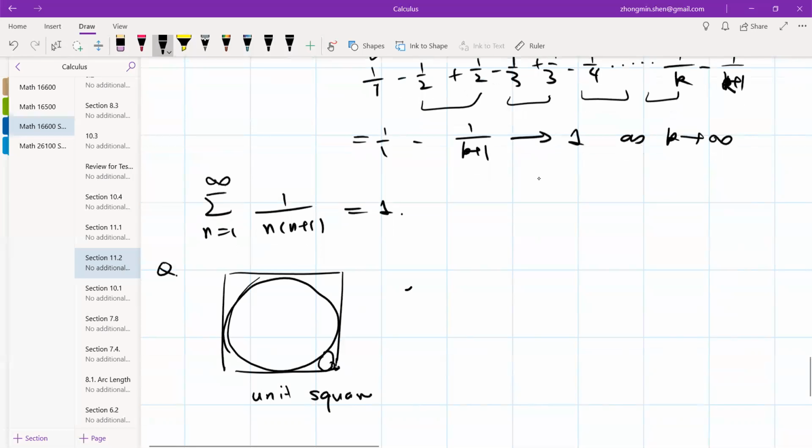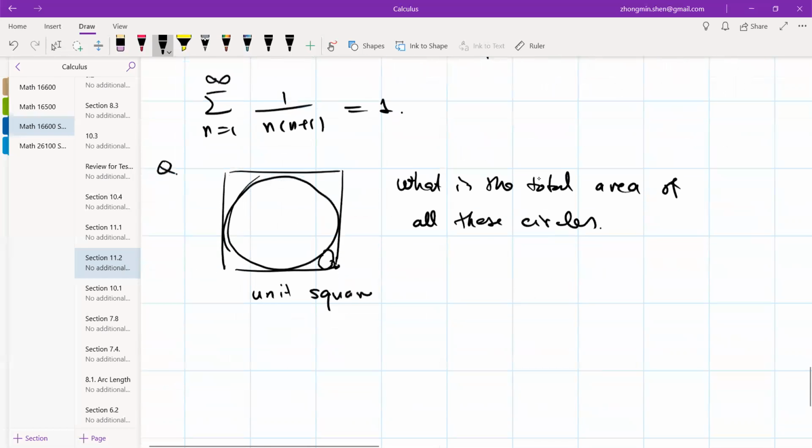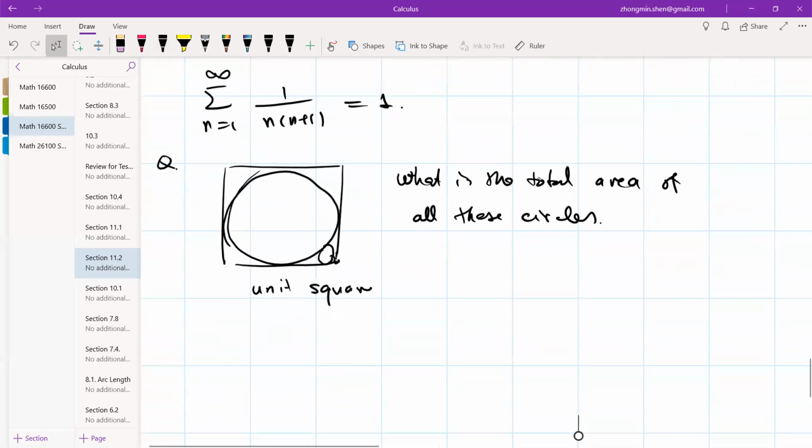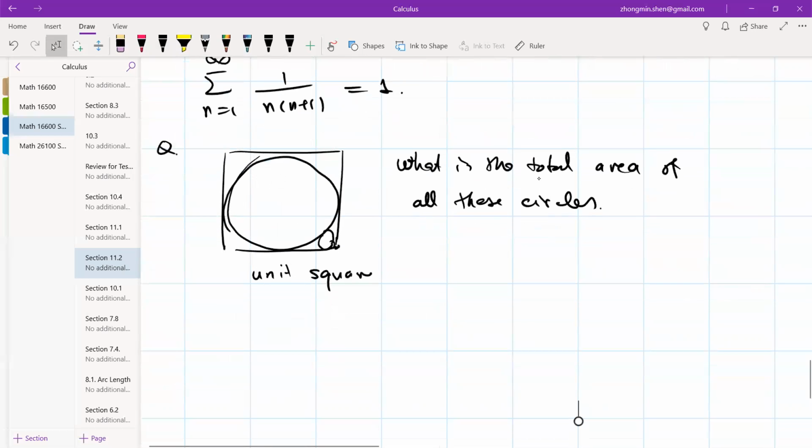And what is the total area of all these circles? I describe it. Then you actually have to use this geometric series idea. That's why it's called a geometric series, not coming from geometry, but from the problems.